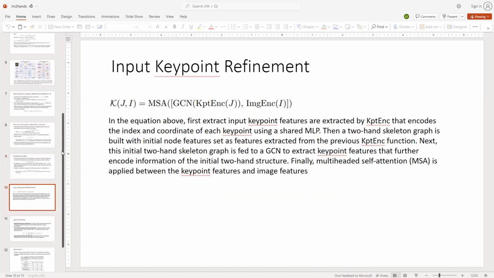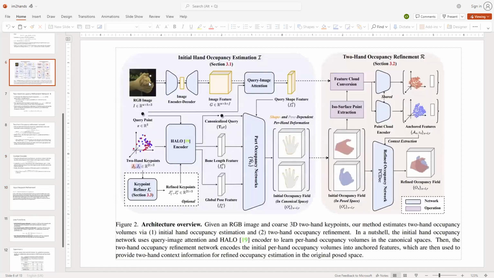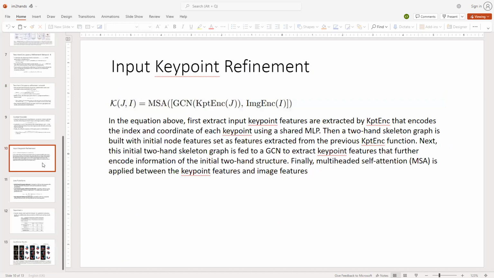But in case, let's say, this whole architecture needs the image, and since Halo relies on 3D key points, we also need the 3D key points. But let's say we don't have the 3D key points in a dataset. We can also use any off-the-shelf 3D key point predictor. Which is why they also introduced the key point refinement module. So the key point refinement could be represented like this in the equation above.